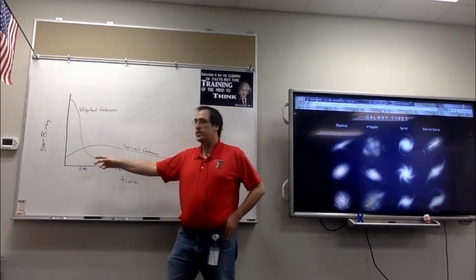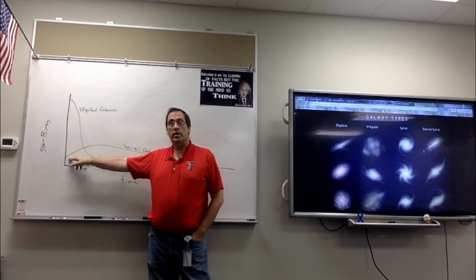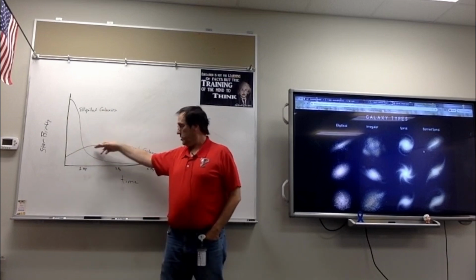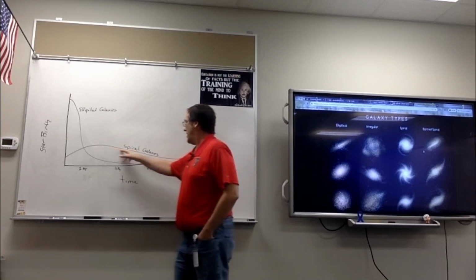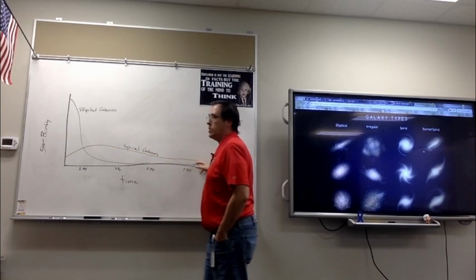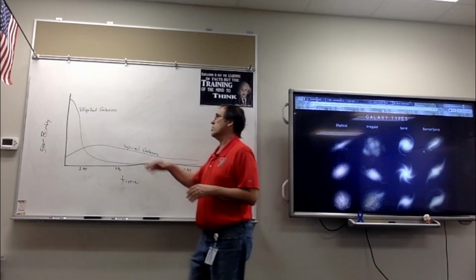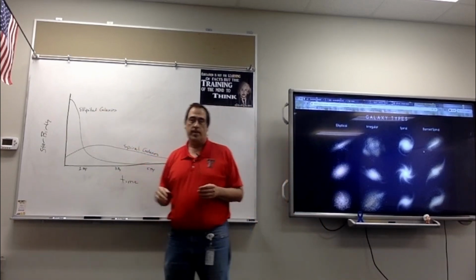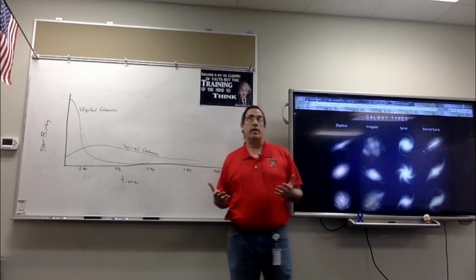Spiral galaxies, the rate of stellar birth is much lower early in its history. It kind of peaks a little bit at about a billion and a half years or so, and then it just sort of gradually goes down over the years. It's never as high as those early years of the elliptical galaxies. And this means that there's a lot more gas that is available.